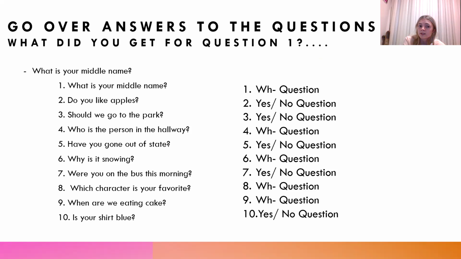So the first question was, what is your middle name? And that was a WH question, as we just talked about on the slide before this. But these are the answers you want to go through with the whole class. And then if they got one wrong, for example, do you like apples? If they said that was a WH question, you want to explain to them why that's a yes or no question. And that would be because there's no subject you're focusing on. You're just answering if you like apples or not. But you want to make sure that all students understand these questions. And if they got them wrong, explain to them why it was wrong and why the other answer is correct.